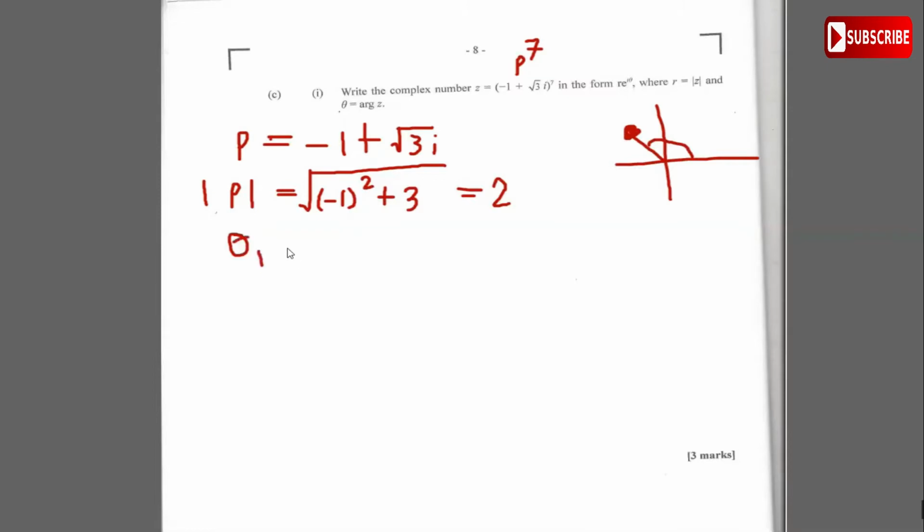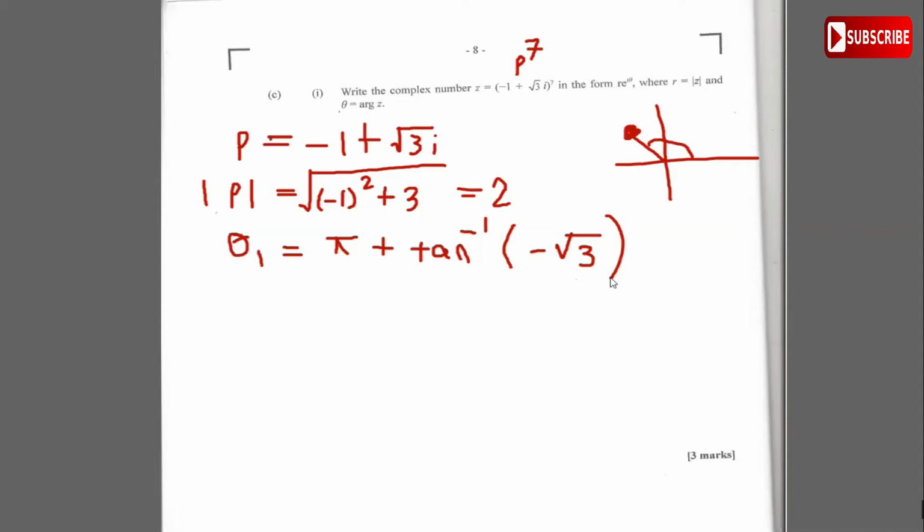So my argument theta 1 is going to be equal to pi plus tan inverse of y over x. So it's pi plus tan inverse of root 3 over minus 1, which is minus root 3. And so you put that in your calculator to find out what tan inverse of minus root 3 is.